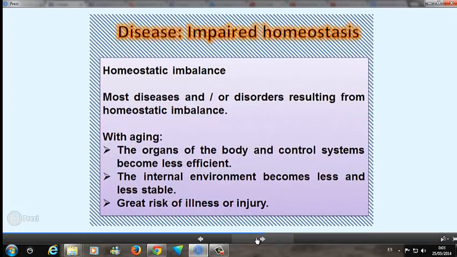Disease. Disease is impaired homeostasis, a homeostatic imbalance. Most diseases and disorders result from homeostatic imbalance. With aging, the organs of the body and control systems become less efficient. The internal environment becomes less stable, with risk of illness or injury.